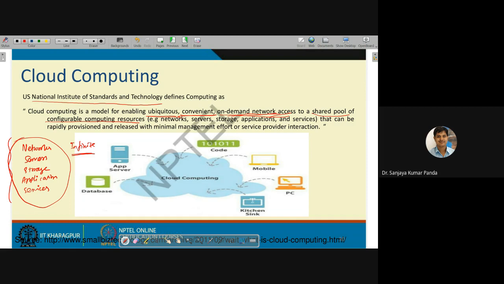Okay, that can be rapidly provisioned. So provisioning these resources will be a very immediate process, right? Now you have given your basic information, you have provided your payment information, you can simply use the cloud services. There is no delay in providing the services. It will be immediately provided and it will be released with minimal management effort.